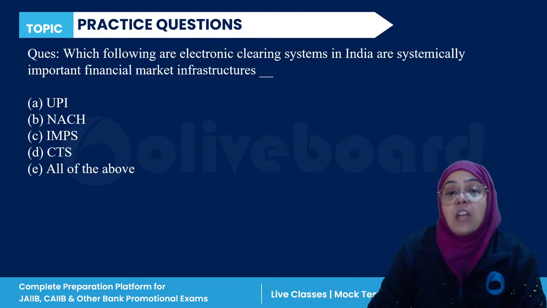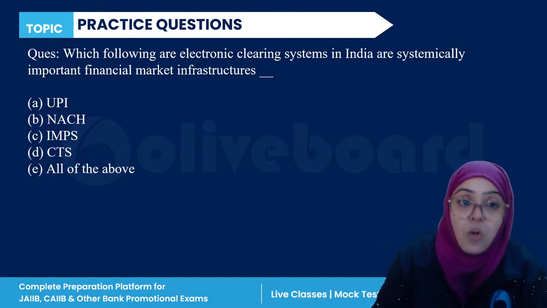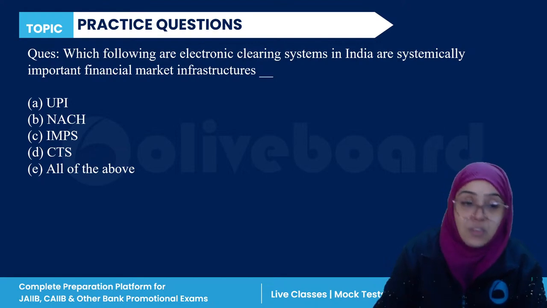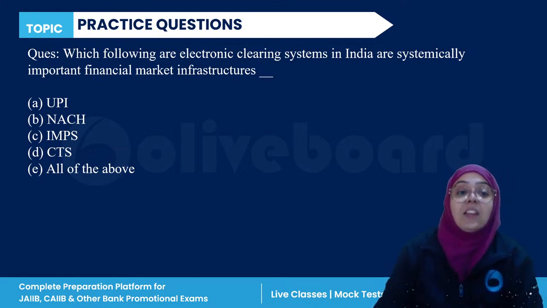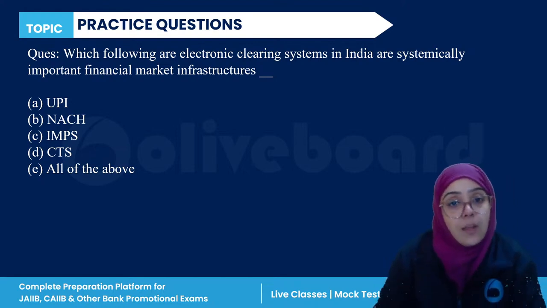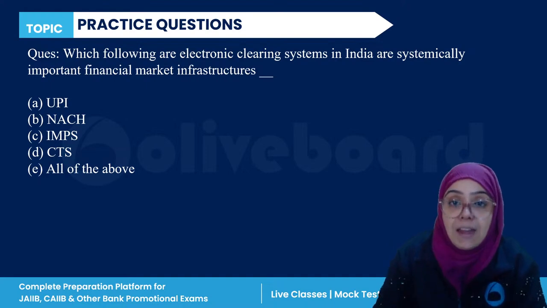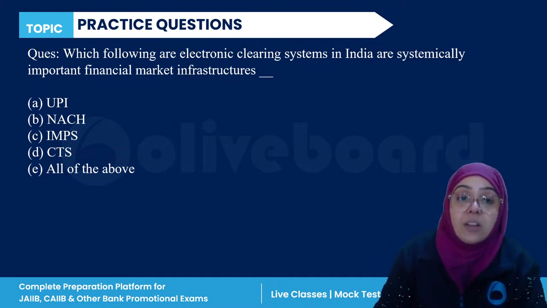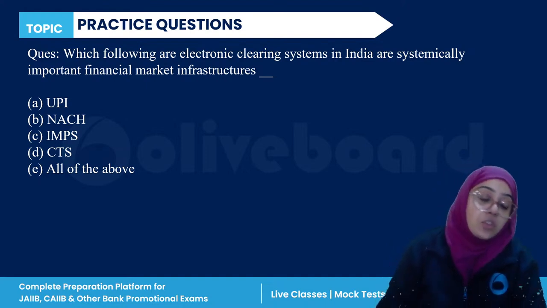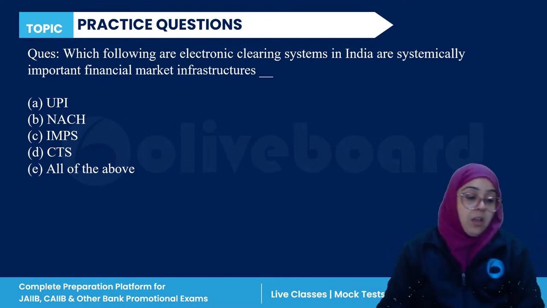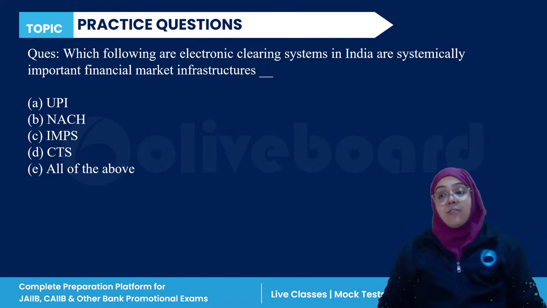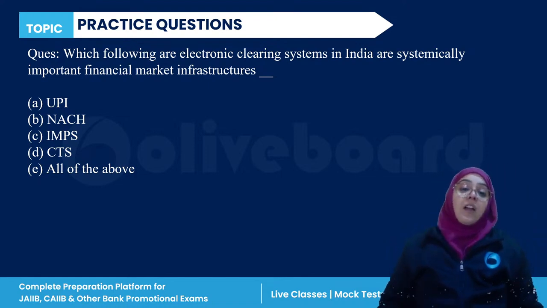Next question. Which are the electronic clearing systems in India that are systemically important financial market infrastructure? UPI, NACH, IMPS, CTS, or all of the above? Which of the following clearing systems in India are important financial market infrastructure? Very easy.